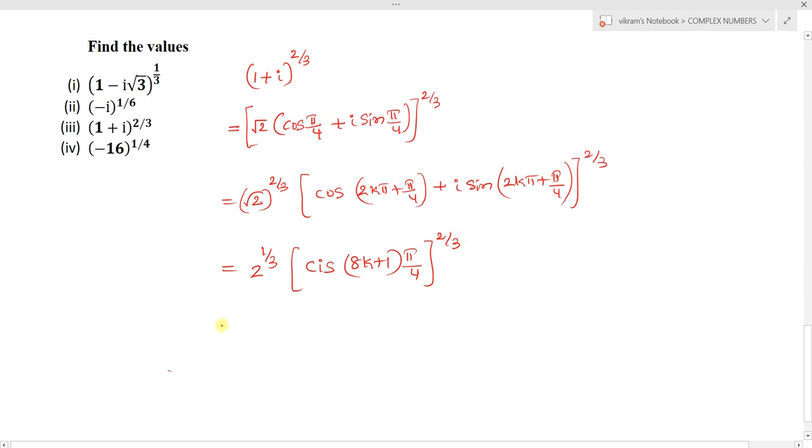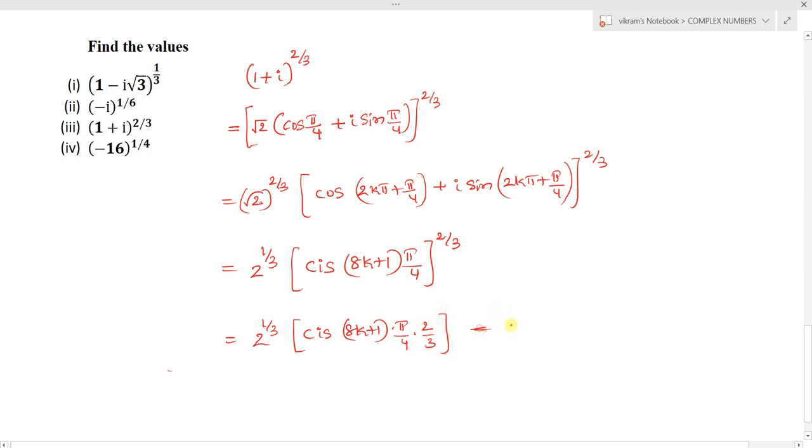Now we can apply De Moivre's theorem over here. (cos θ + i sin θ)^(p/q) equals cos(θ·p/q) + i sin(θ·p/q). Then we can write this as cos((8k+1)π/4 · 2/3).